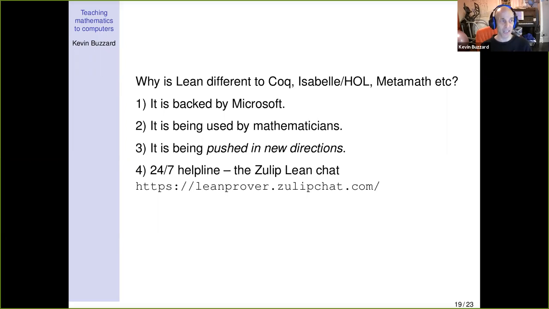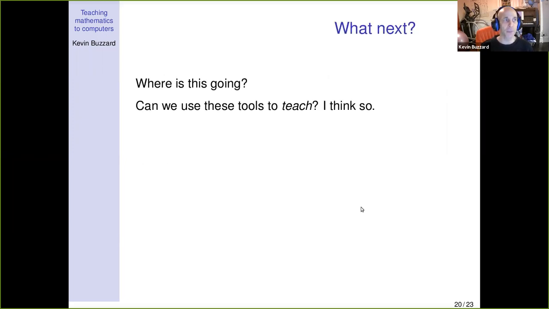Try it. Get stuck. Ask here. People are going to help you very, very quickly. It used to be just a very small group of people, but now there's a very large group of people. Through maths and computer science, mathematicians and computer scientists are working together, and they're solving a lot of problems here. So where is this going?